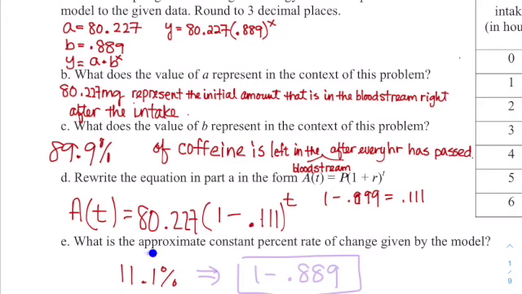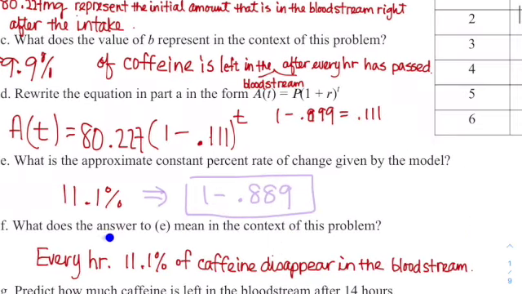Letter E, what is the approximate constant percentage rate of change given by the model? Well, the constant percentage rate means it goes down by 11.1% because we have 88.9% left every hour that goes by. So what has left the body? Well, that's going to be 11.1%. Letter F, what does the answer to E mean in the context of this problem? Every hour, 11.1% of the caffeine disappears from the bloodstream.